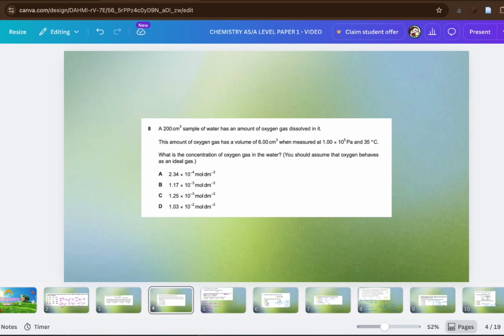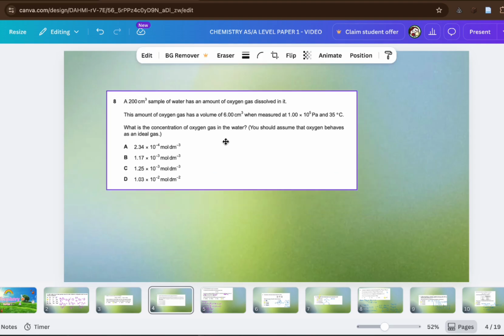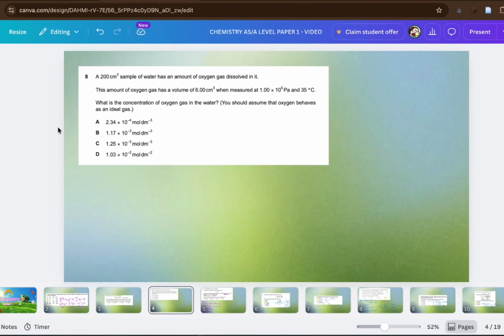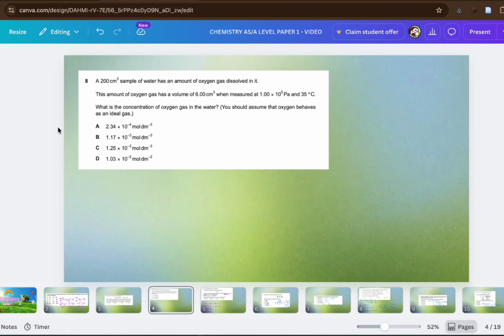Next question. A 200 cubic centimeter sample of water has an amount of oxygen gas dissolved in it. The amount of oxygen gas is a volume of 6 cubic centimeters when measured at 1 times 10 to the power 5 pascals and 35 degrees Celsius. What is the concentration of oxygen gas in the water, assuming that oxygen behaves as an ideal gas? To find this answer, we have to use the ideal gas equation, which is PV equals nRT.